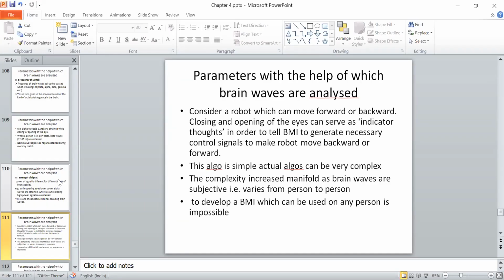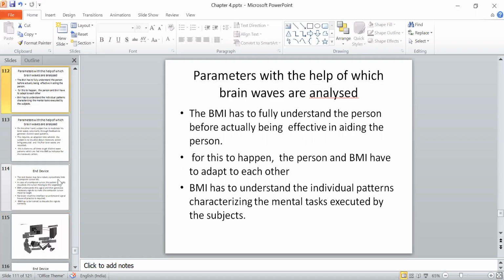It doesn't work like we made a BMI interface and can connect that BMI interface to anyone. I made a BMI interface, I connected it to person A and trained on person A. Now I can connect the same BMI interface to person B and it will work in the same manner. No, it's not like that. You not only have to train the BMI, you have to train the human itself to work with the BMI interface so that the human brain is able to generate the signal that the BMI can also process. So that's what we try to say here.